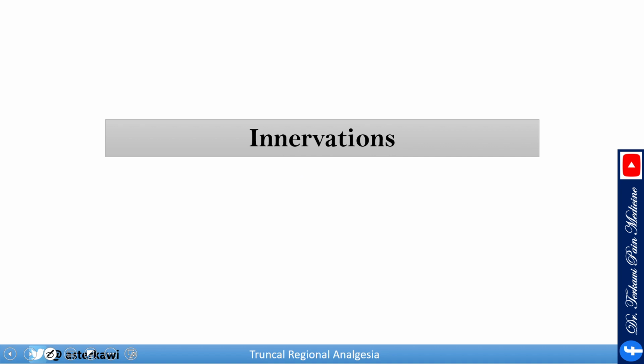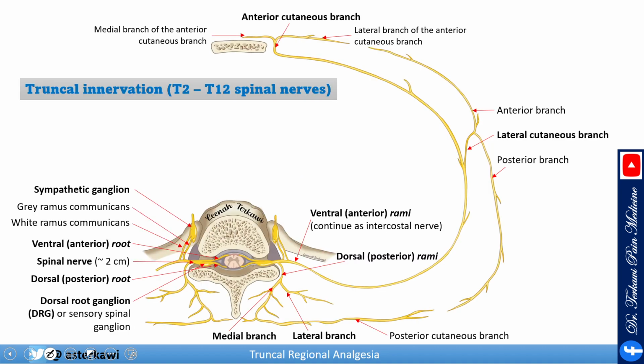Innervation. So this is a very important picture. If you understand this, you will understand all the truncal blocks. I will leave this for you, and I will start building this picture with you. But this is an important picture to save somewhere.